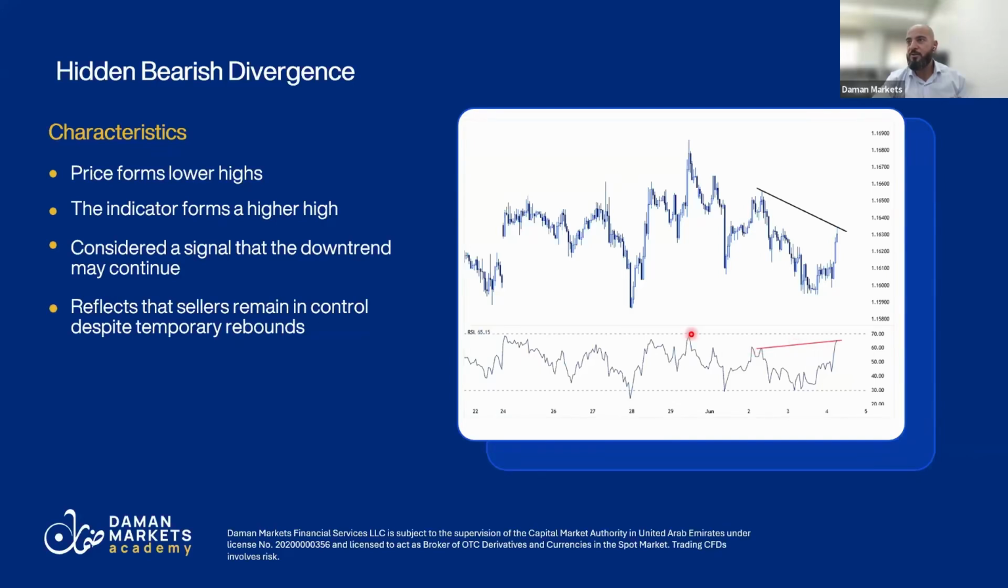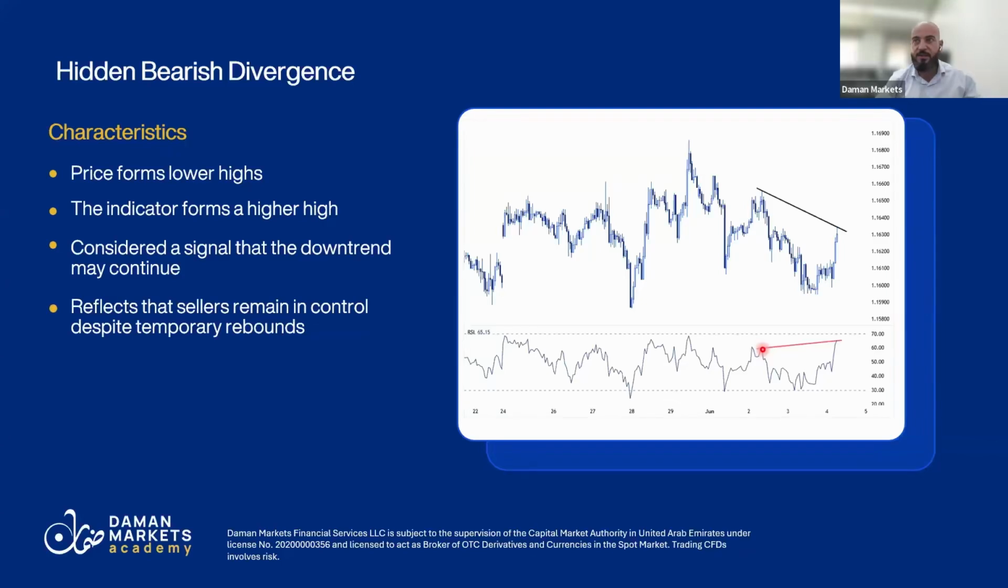So here, look, lower top, lower bottom, lower top, lower bottom, higher top. Whereas price is still moving in lower top, lower bottom, lower top. It still didn't break this level here, but notice how the indicator went above the previous top. This is called a bearish hidden divergence.